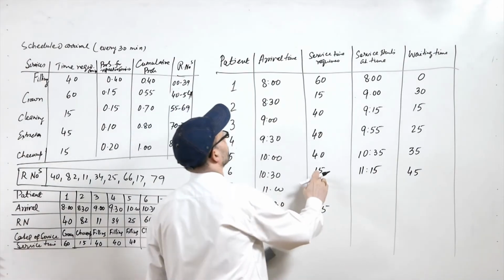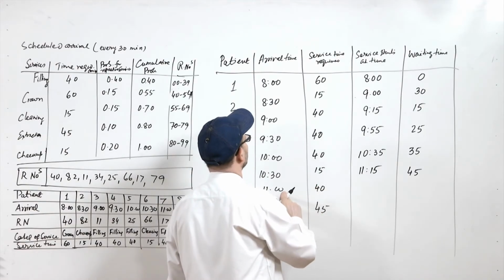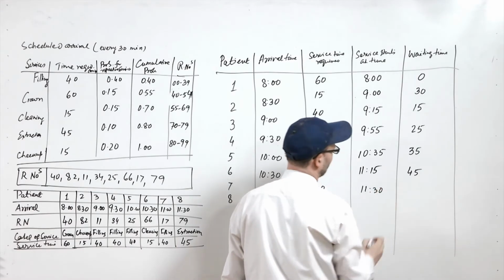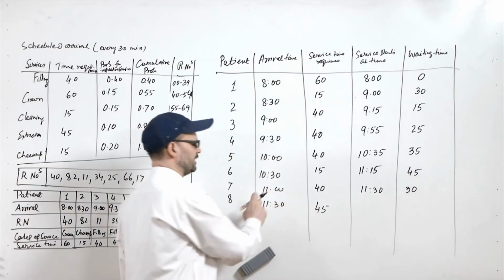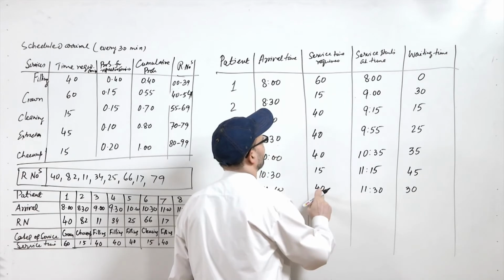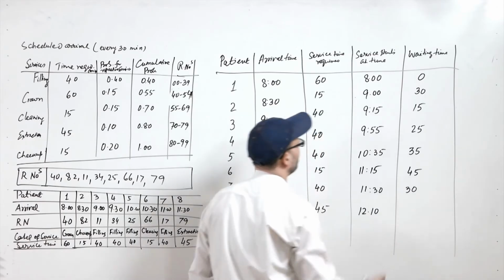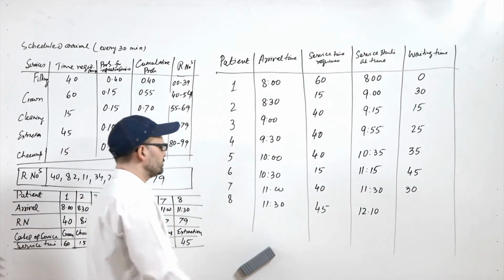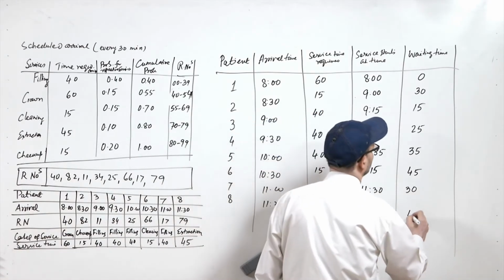Then he will take another 15 minutes. So, the next customer will join the service at 11:30. He will be waiting for about 30 minutes, and then at this point he will be taking 40 minutes. So, the next customer will join at 12:10, and this person has to wait 12:10 minus 11:30, 40 minutes.